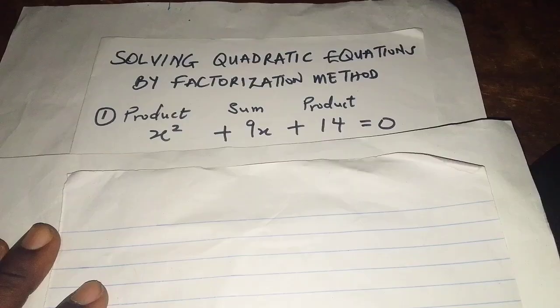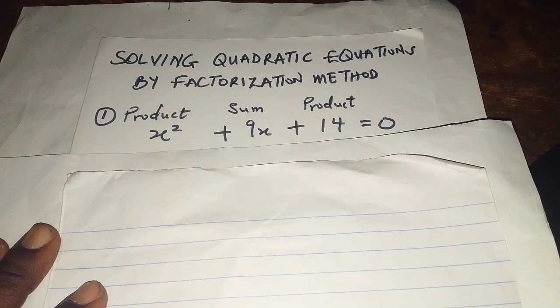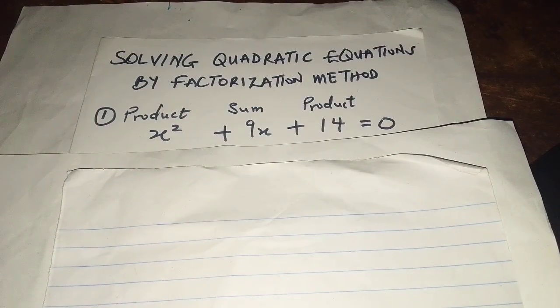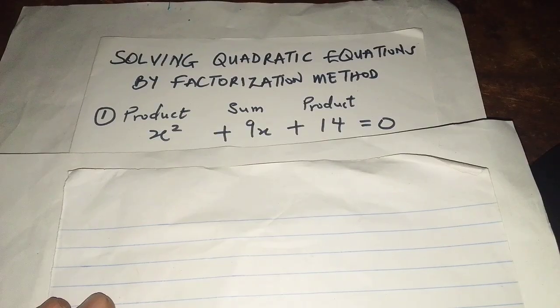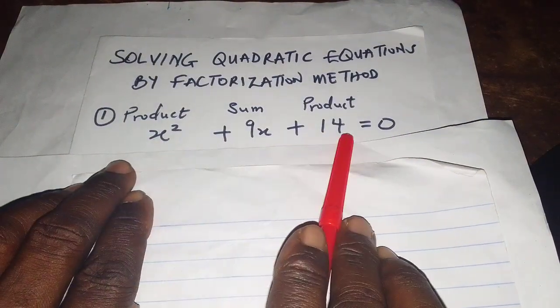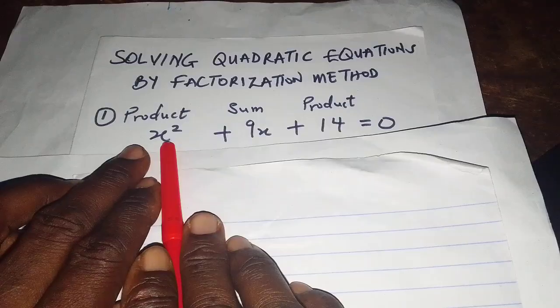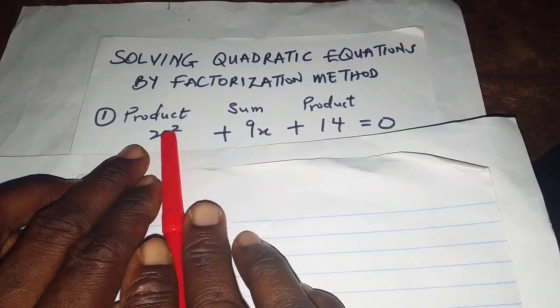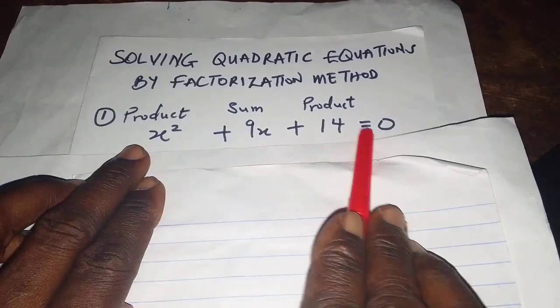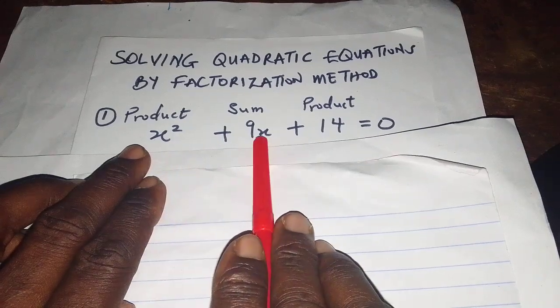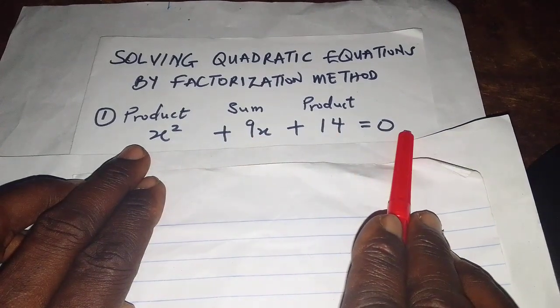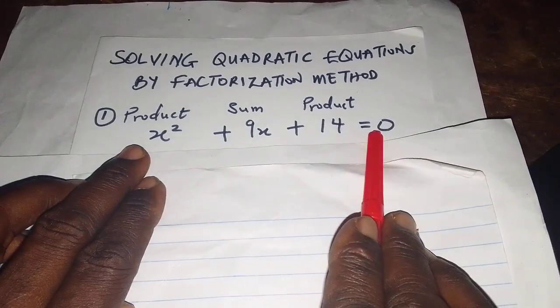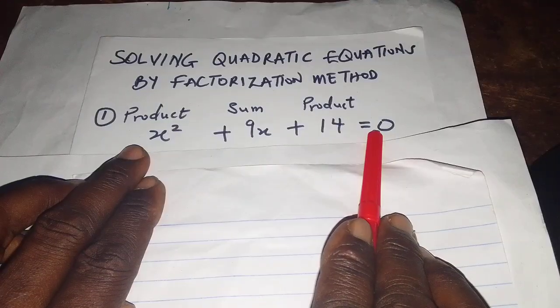Today we want to learn how to solve quadratic equations using the factorization method. If you are to use the factorization method, you realize that if this is a quadratic equation, one of these variables is raised to power 2. So this shows that this is a quadratic equation: x squared plus 9x plus 14 equals 0. So you want to solve this using the factorization method.